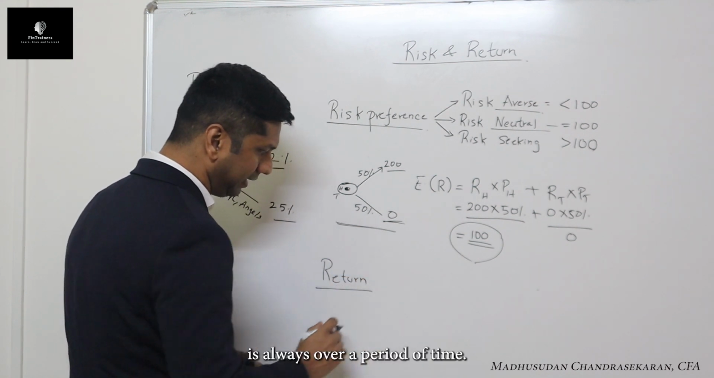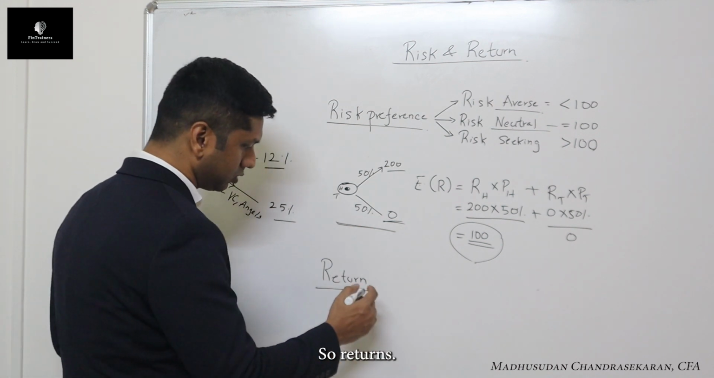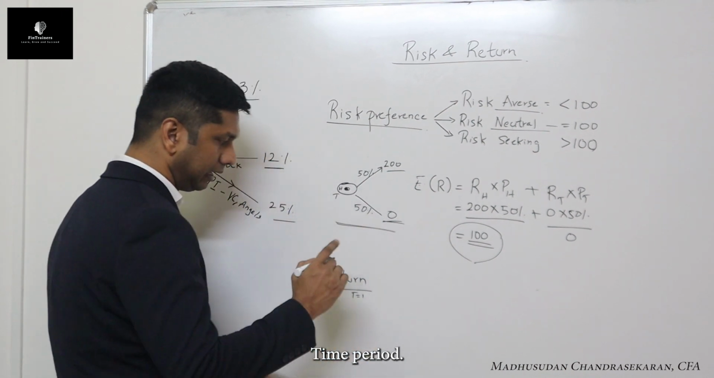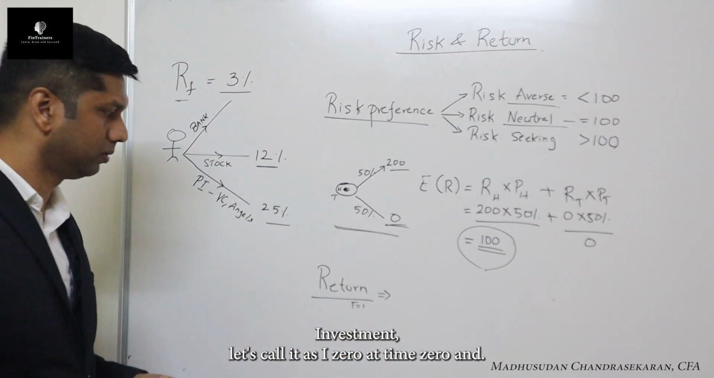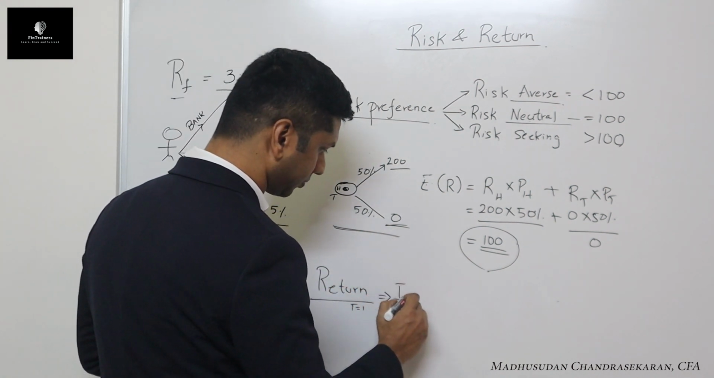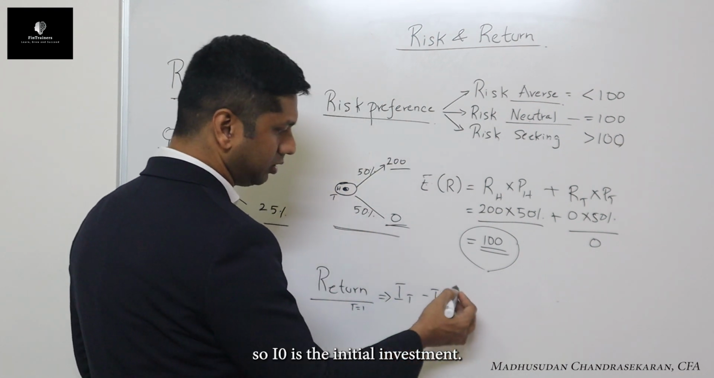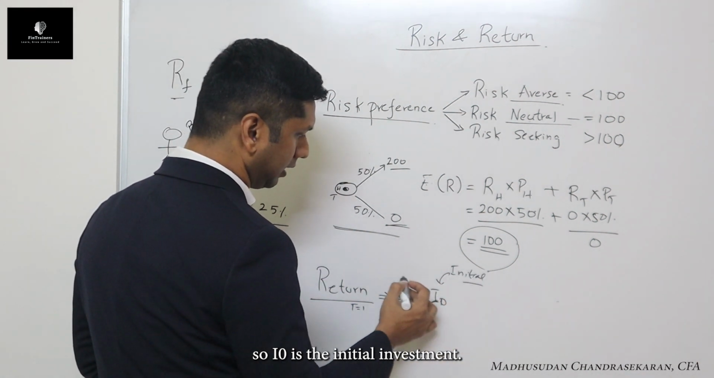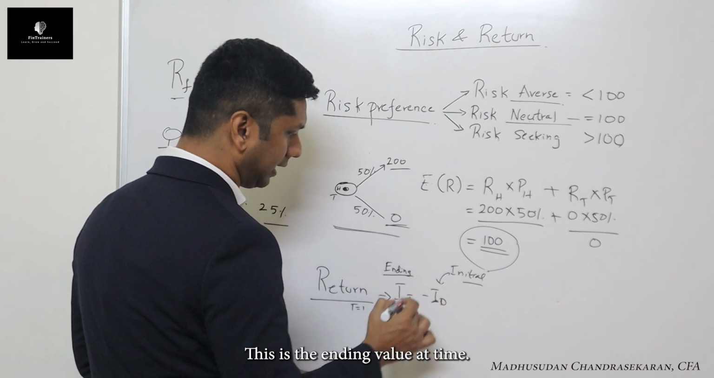So the return is always over a period of time. So here I gave the example of 1 year. It could have been 2 years as well. So return for the 1 year time period, initial investment, let's call it as I0 at time 0, and the investment after time t, in this case 1, so I0 is the initial investment, and this is the ending value at time t.